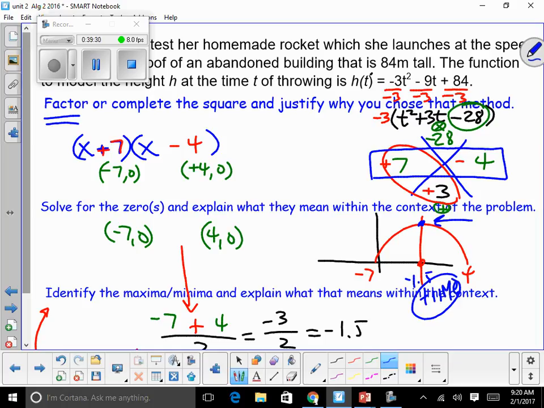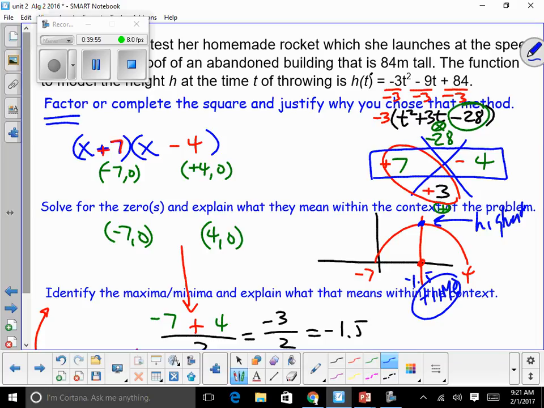But for your zeros, those are the points where the rocket hits the ground. The line of symmetry, that's the time when the rocket will be at the highest point, like right here. And then the maxima is the highest point that it'll be. I've got 2 minutes and I have to hand out this test, so I've done 3 pieces. I'm going to do this last piece, which you don't need, but if you can put it into your calculator, you win.